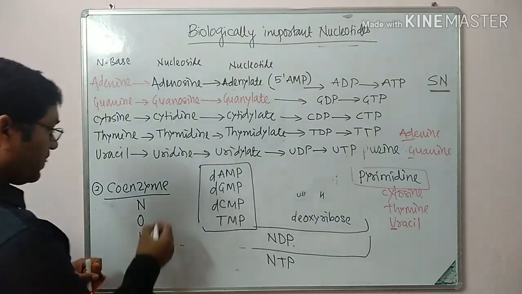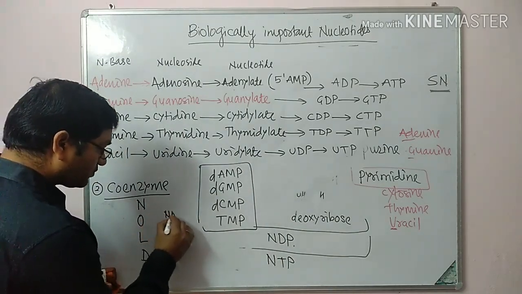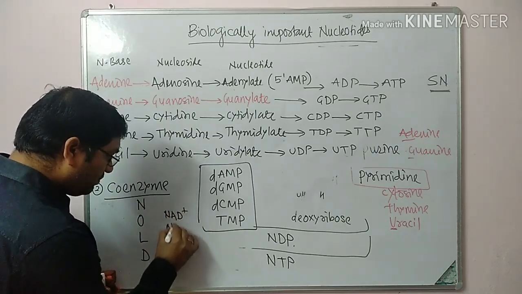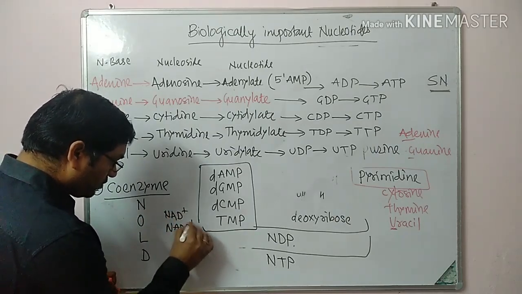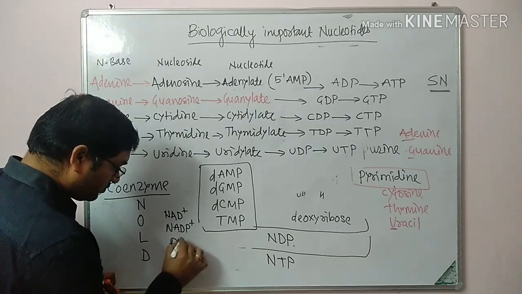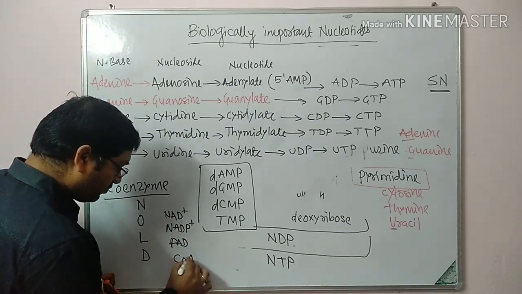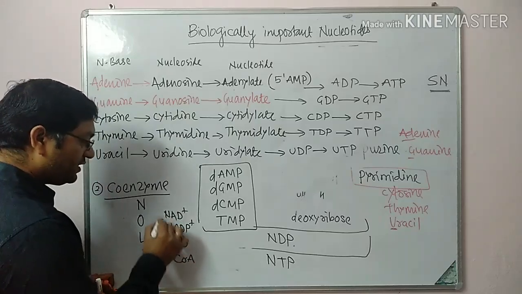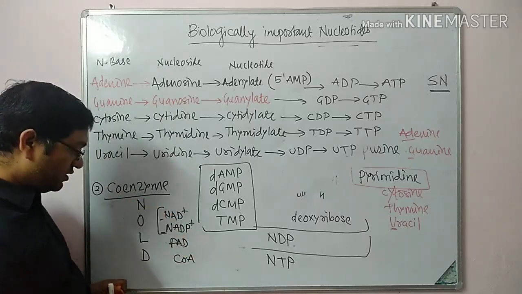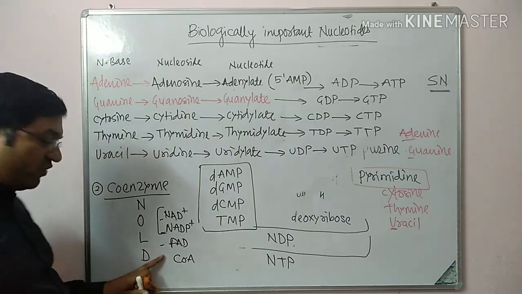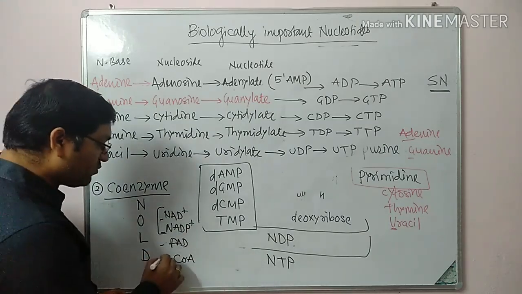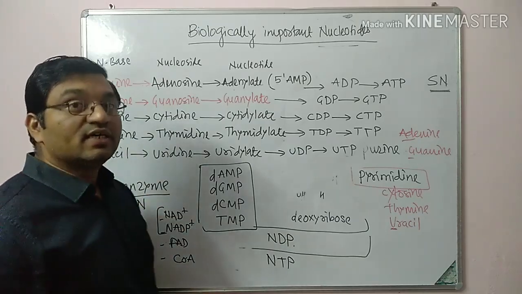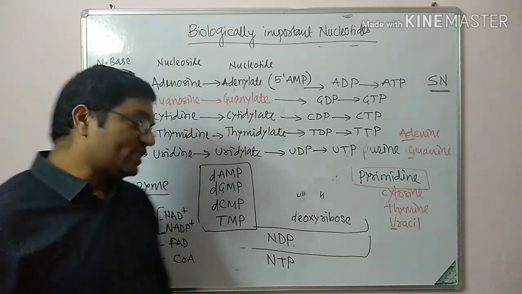For example, NAD, NADP, FAD, coenzyme A. NAD and NADP are derived from niacin. FAD is derived from riboflavin. Coenzyme A is derived from pantothenic acid. They act as coenzymes.